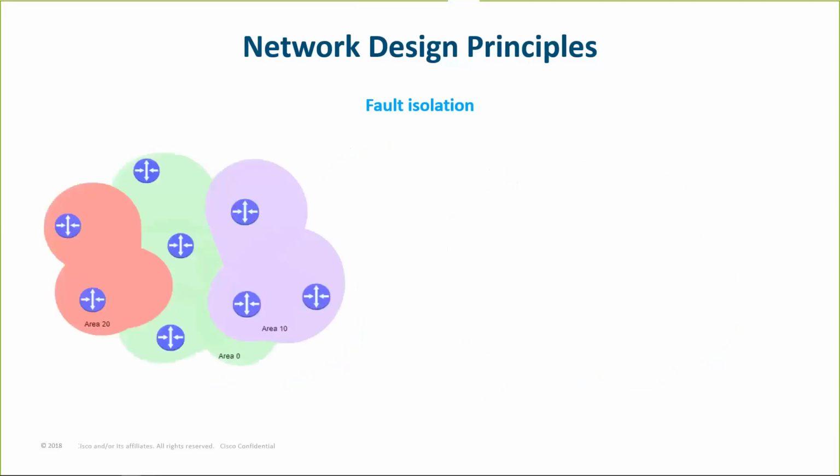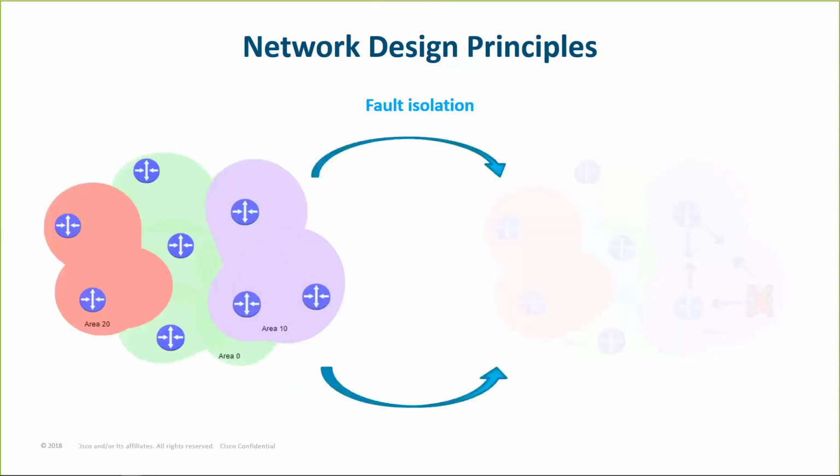So if we have the same network, right, but now we are going to implement 3 areas. We're going to isolate all those failures in a specific area. Each area is going to have topology information that is only shared within the area. So all the devices in area 20 know about all the devices in area 20, all the devices in area 0 know about area 0, and area 10 knows about area 10.